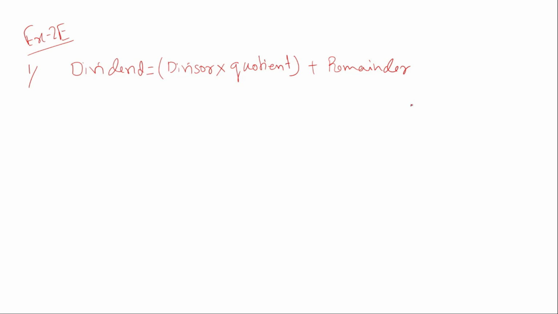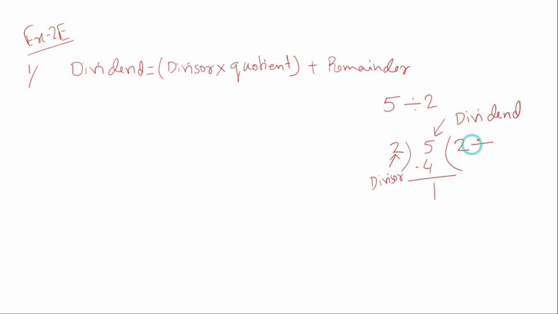Let me show you. Suppose we have to divide 5 by 2. So we have to write like 5 divided by 2. So 2 2s are 4 and the remainder is 1. So here this 2 is known as divisor. This 5 is known as dividend. This 2 here is known as quotient, and the 1 we have got at the end is called remainder.